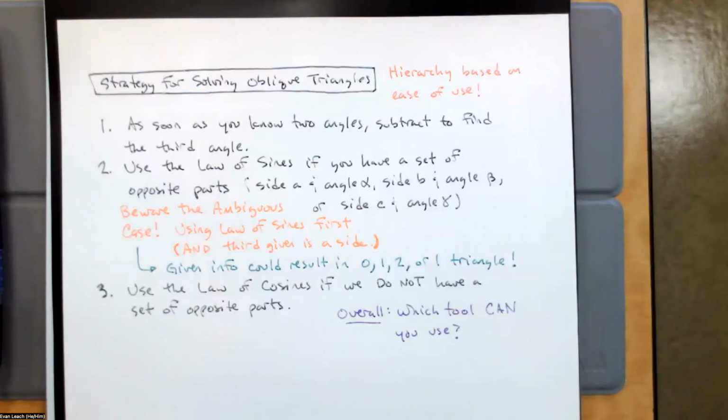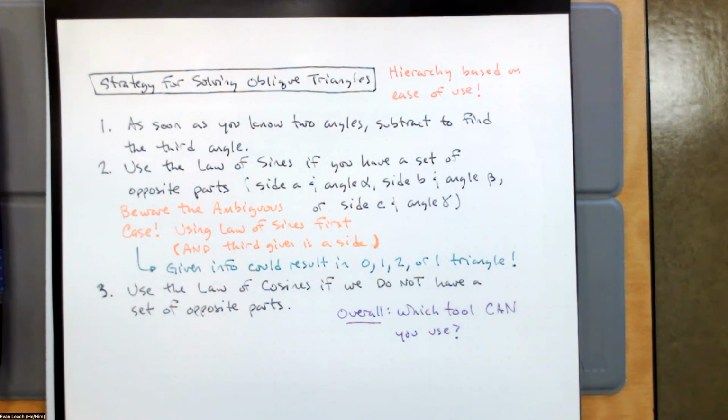So here's our strategy for solving oblique triangles. As soon as you have two angles, subtract, find the third angle. Second, use the law of sines if you can. Be careful if it's the first thing that you're doing. And third, use the law of cosines if you do not have a set of opposite parts. The law of sines is for when you have a set of opposite parts. The law of cosines is for when you do not have a set of opposite parts.